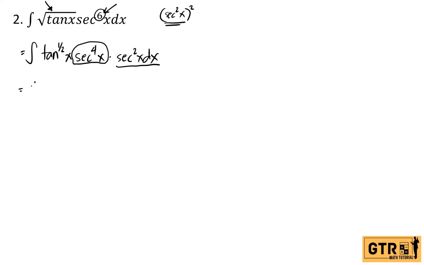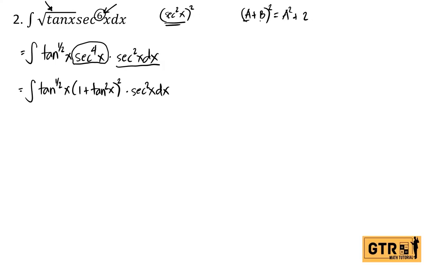And then use the identity for secant square x. Therefore we have the integral of tangent raised to 1/2 x, and then we have secant square x. The identity for that is 1 plus tangent square x, then we have squared, times secant square x dx. So now we apply the square of a binomial. We have a binomial here, 1 plus tangent square x. a plus b squared is equal to the square of the first term, a square, plus twice the product of the first and second term, 2ab, plus the square of the last term, b square. So apply this formula here.